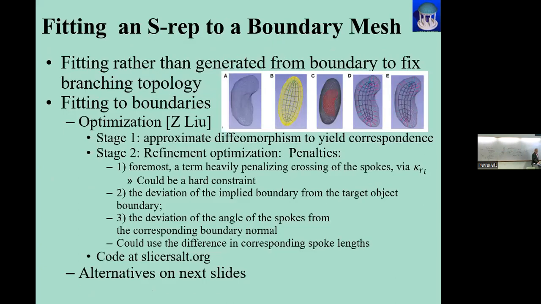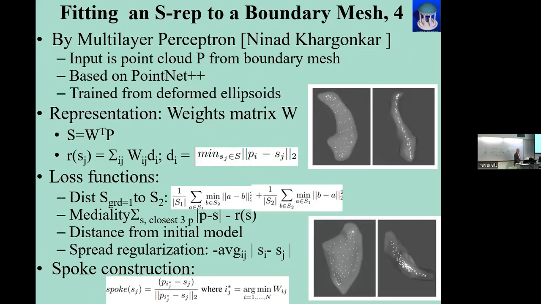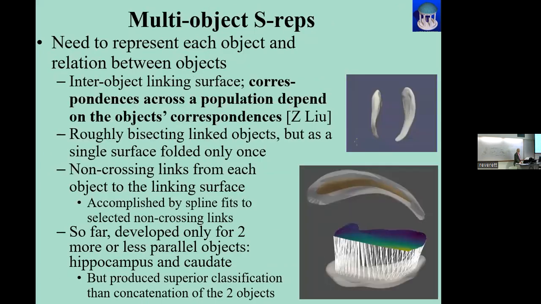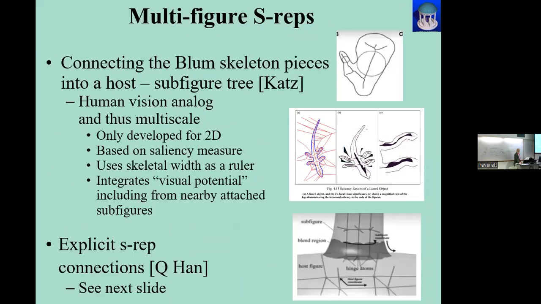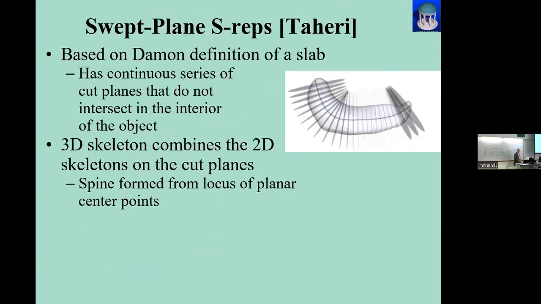And once we finish that, we will talk about a CNN to do all this. And then we'll talk about multi-object SREPs and multi-figure SREPs. And then we'll get to the SREPs plane SREPs of Kahari. So that'll take us next lecture. And then Paul is going to be here for two lectures after that. Any questions? I will try to summarize what I said. I said a whole mouthful in this lecture. Next time. Until then.